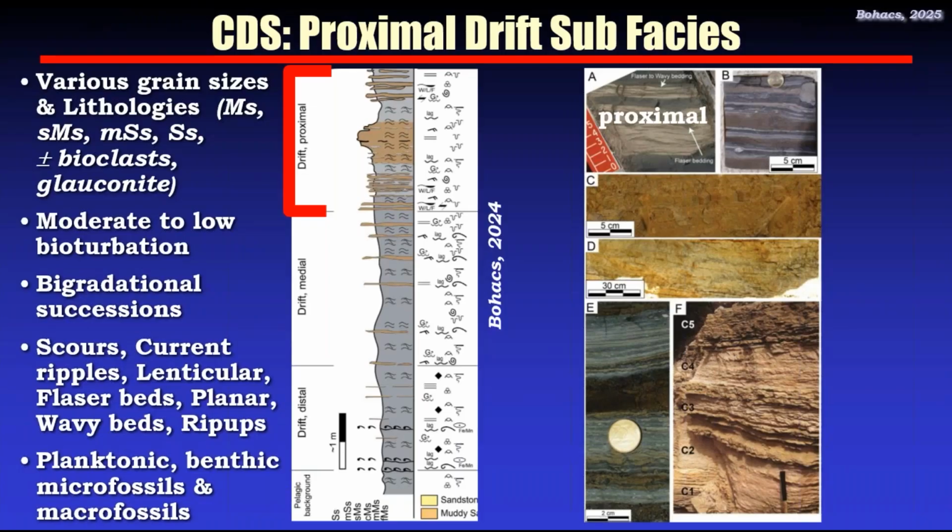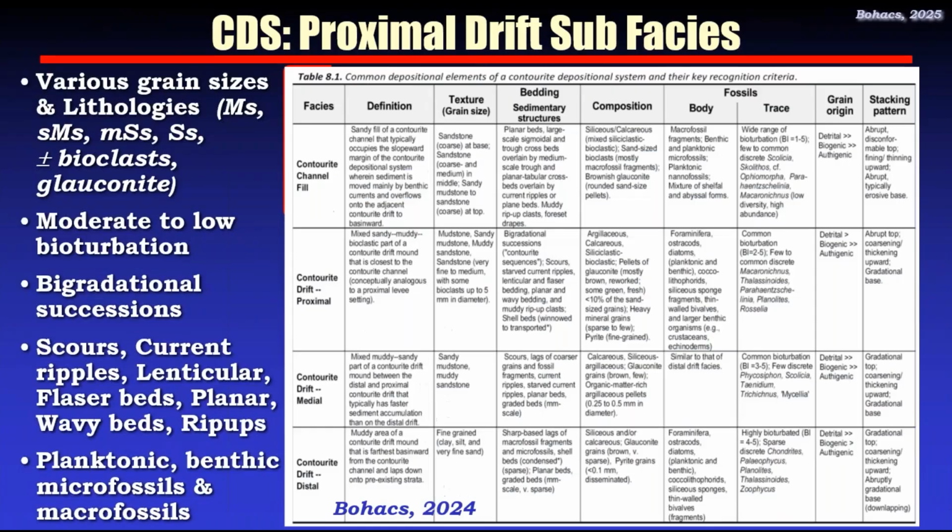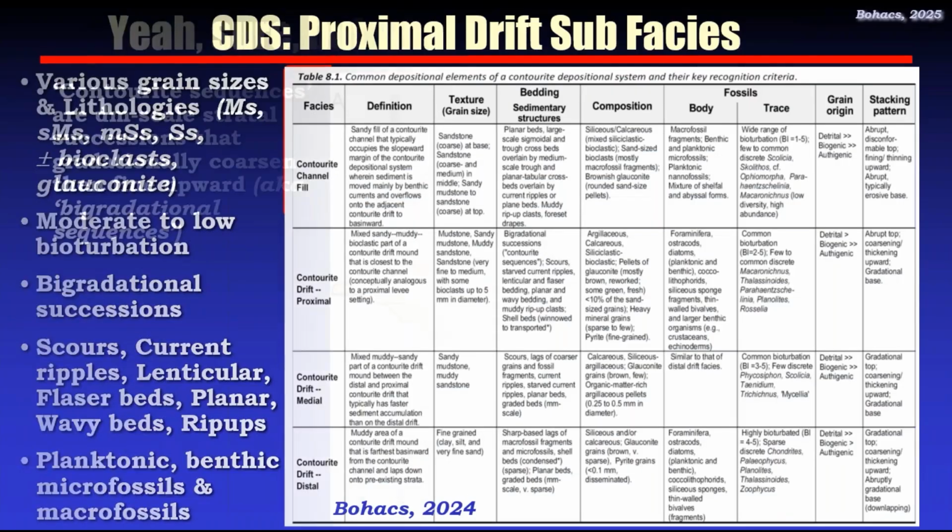Burrows include discrete deposit feeding, dwelling, and locomotion traces. The mudstones are burrowed, but the sandstones preserve many primary structures, including scours, starved current ripples, lenticular and flaser bedding, planar and wavy bedding, and muddy rip-up clasts. Fossil assemblages are similar to those in the medial drift facies, with the addition of fragments of larger benthic organisms such as crustaceans and echinoderms. When we rack up all these criteria, we see that they are differences that make a difference.